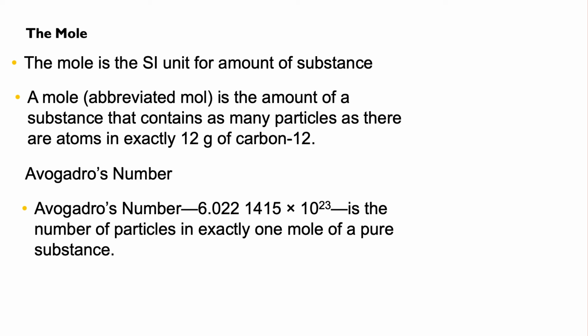The mole. So the mole is the SI unit for amount of substance. A mole, abbreviated mol, is the amount of a substance that contains as many particles as there are atoms in exactly 12 grams of carbon-12, the isotope. So Avogadro's number, 6.022 times 10 to the 23rd.